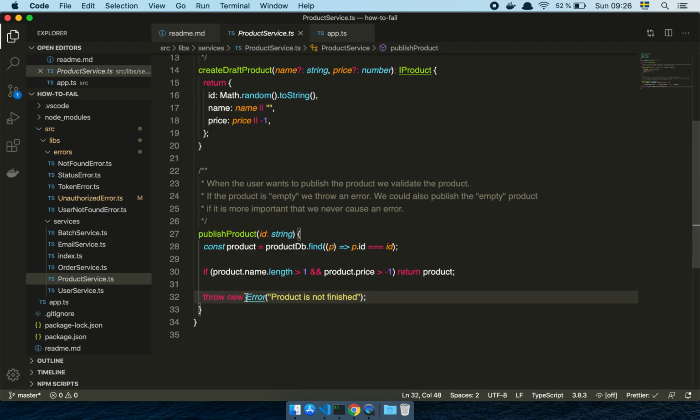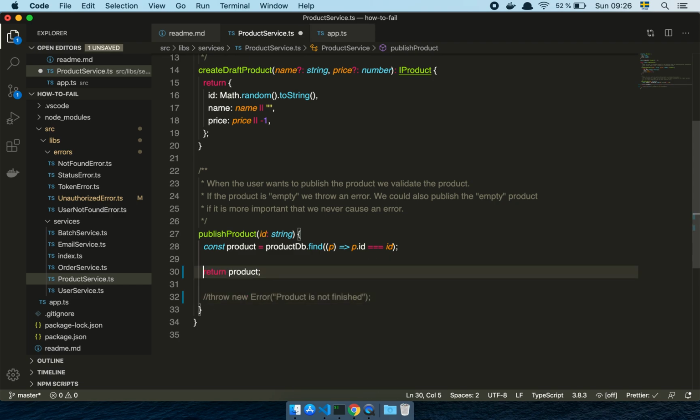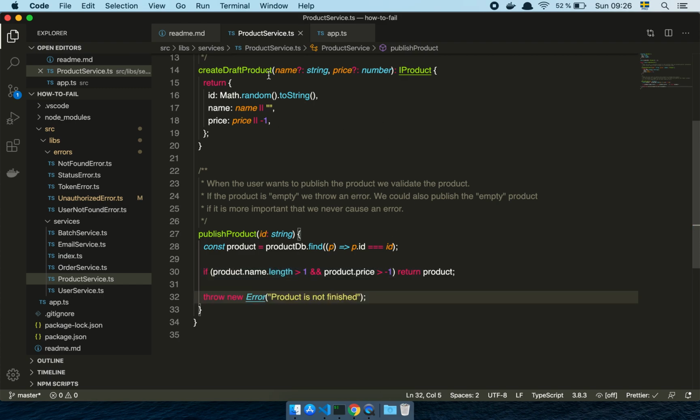But this is also an optional thing. Maybe I don't care if we're publishing half finished products. Maybe it's more important for me that the system is always working. Then I would simply not even do this check, and I would just return the product every single time, even if it is an unfinished product, because maybe I reckon this is not a problem for me. If a user sees that this product has a bunch of weird values, they're going to report it to me, and then I can fix it, or we can just update it. That is more important to me because I don't want the system to break, right? It's a priority type of thing.